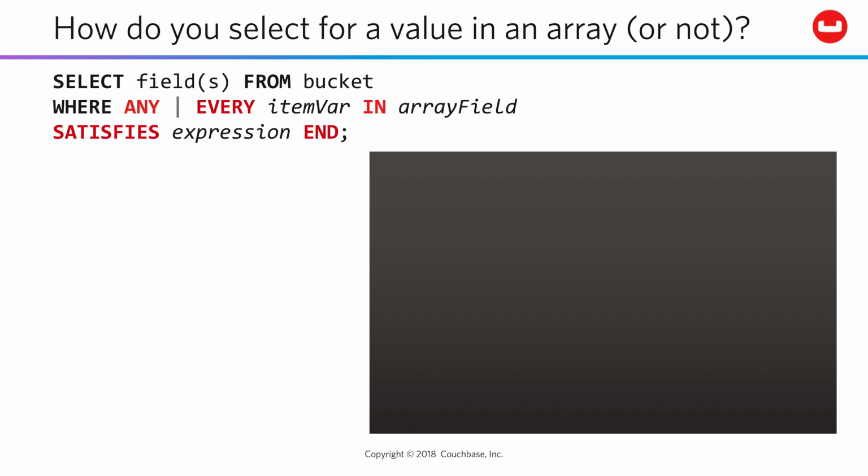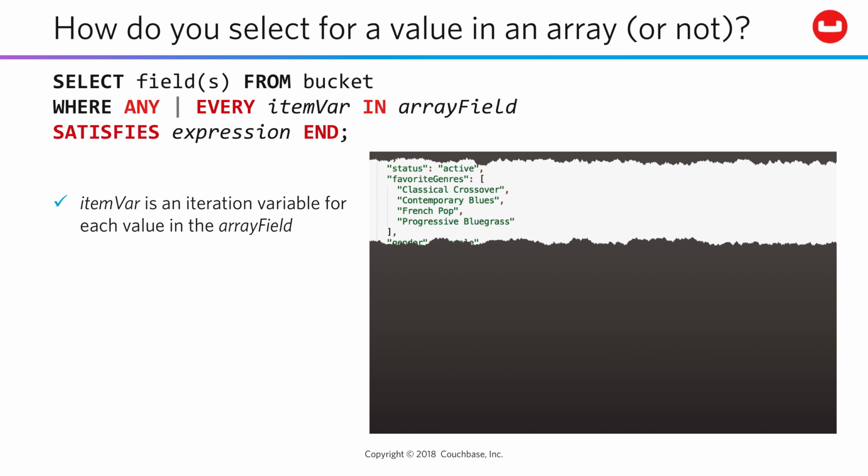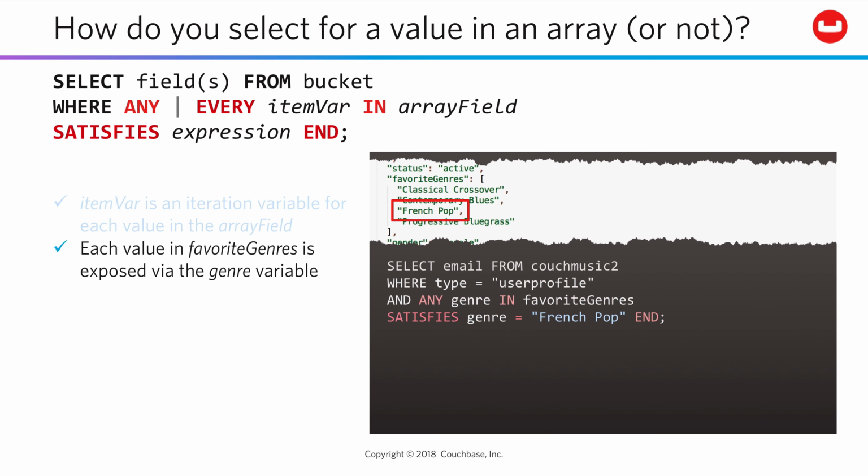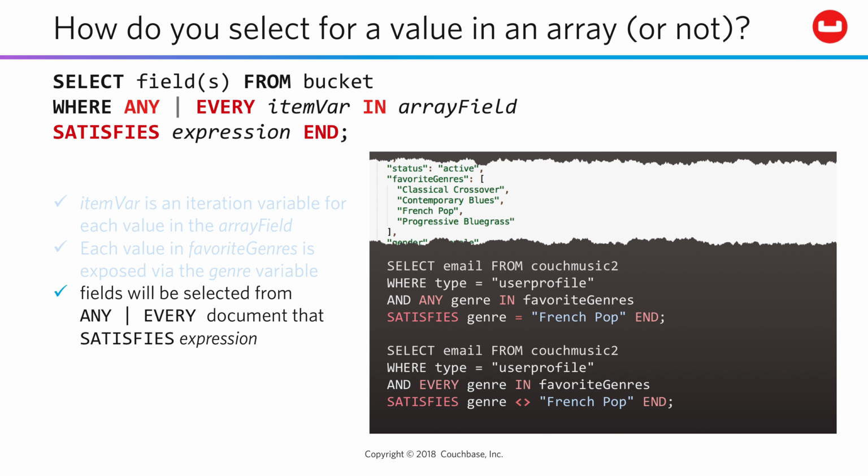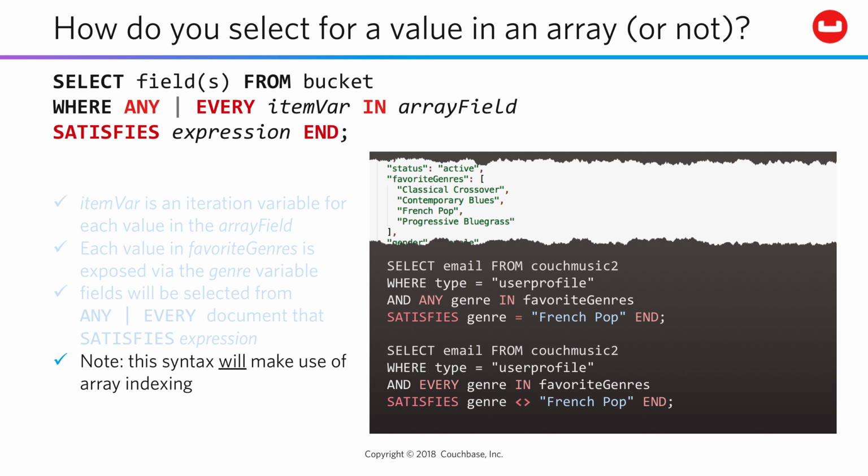As an alternative syntax, you can write a filtering expression which iterates and tests the values. In a where clause, you define an iteration variable for the array field. Each value in that field is then tested in turn for whether it satisfies a defined expression. As appropriate, you can test whether any field satisfied the expression or whether every field must satisfy it. This approach to filtering by array values does make use of the array indexing you may have created.